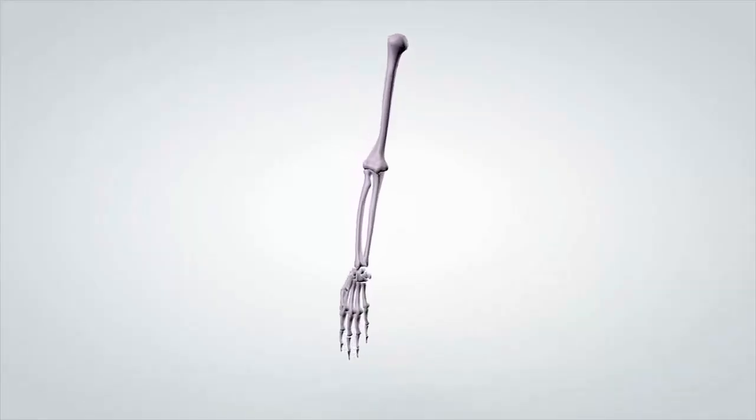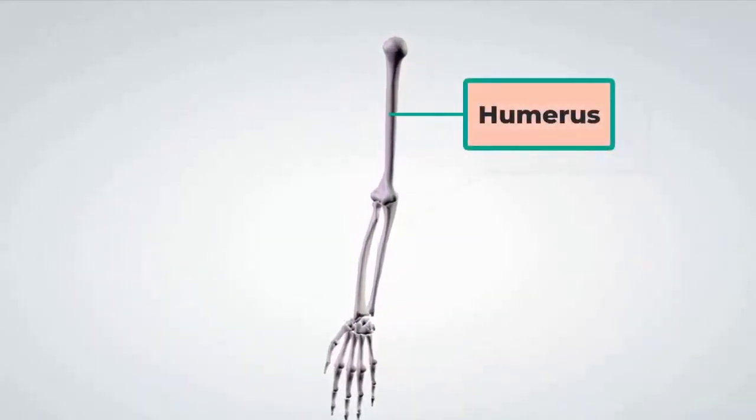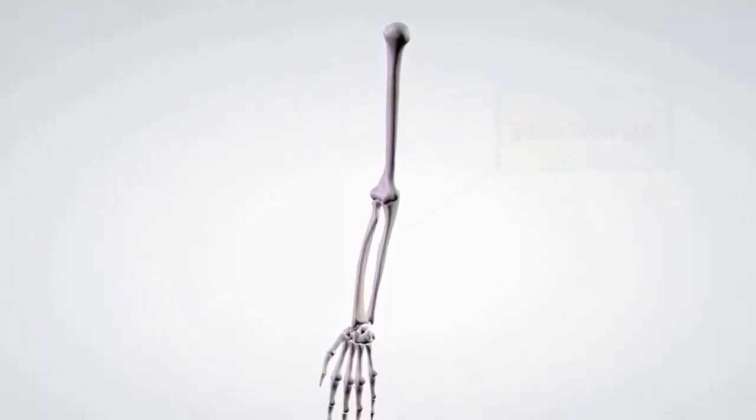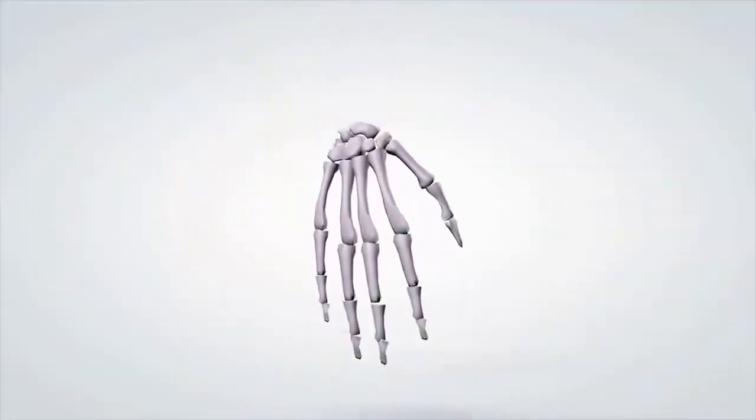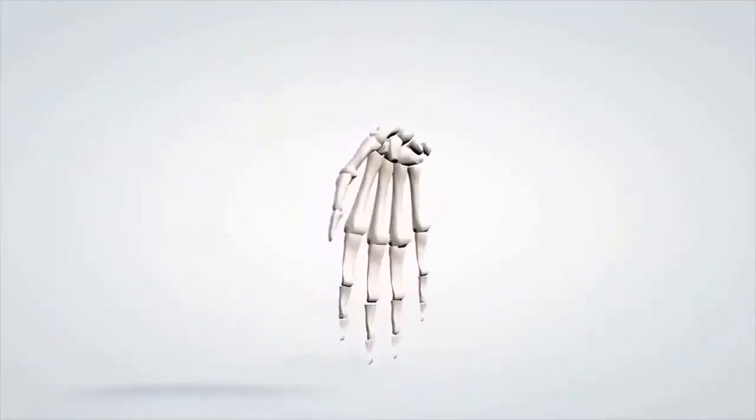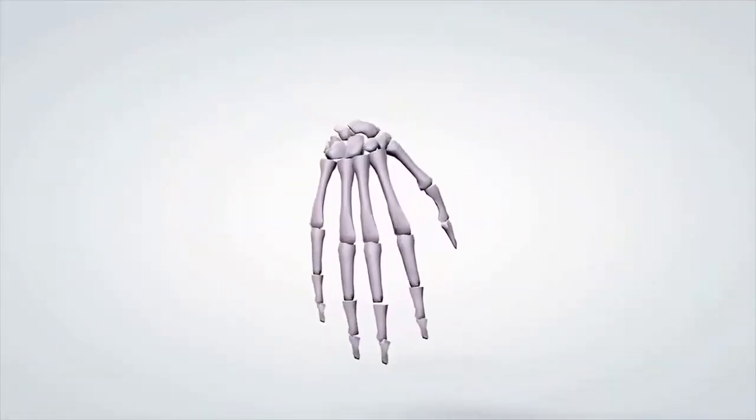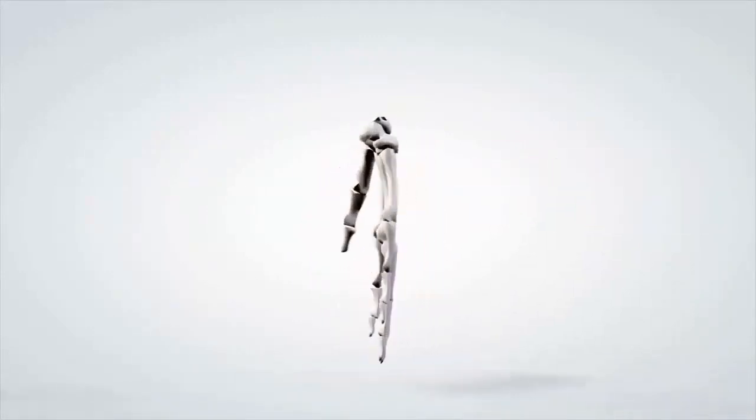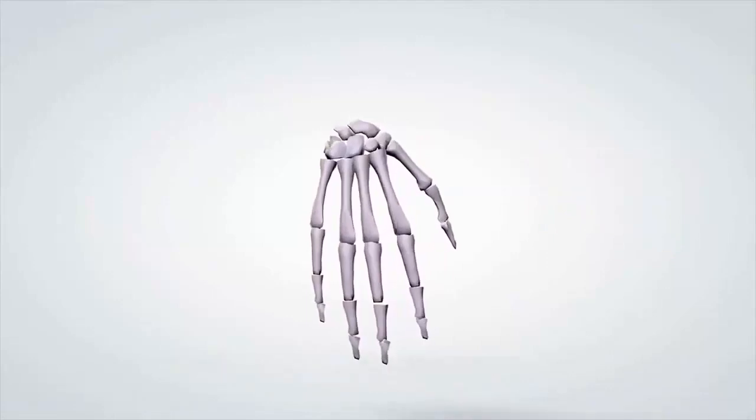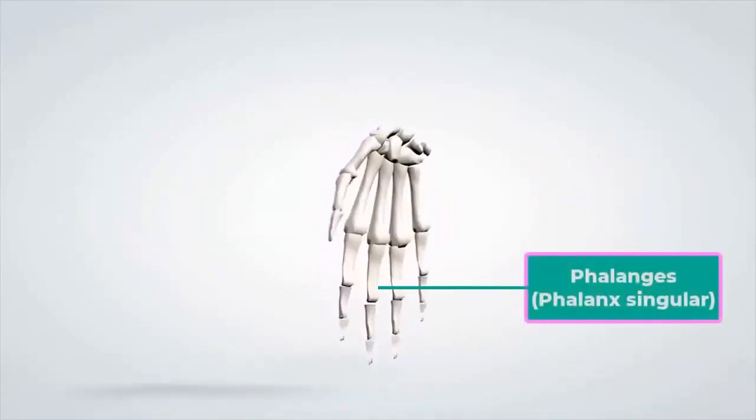There are 30 bones in each upper limb. The humerus is the single bone of the upper arm, and the ulna and radius are the paired bones of the forearm. The 8 bones of the wrist are called the carpals. And the palm of the hand is formed by 5 bones called the metacarpal bones. The fingers and thumb contain a total of 14 bones, each of which is a phalanx bone of the hand.